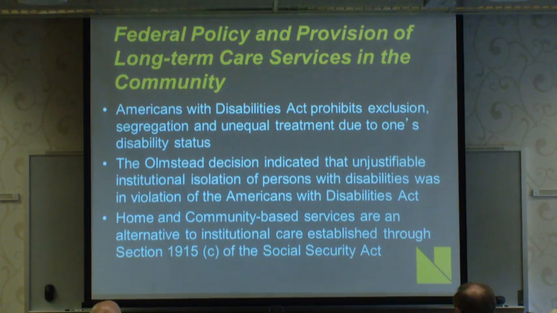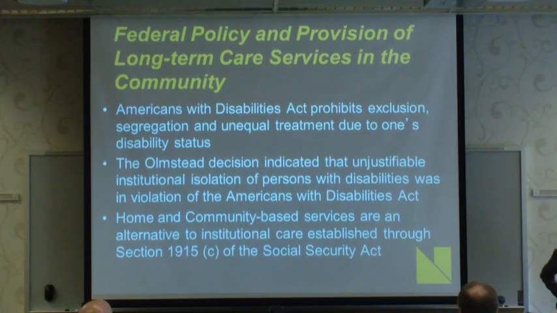The interesting thing is policy doesn't just evolve out of just need. Policy evolves also out of laws. And the Americans with Disabilities Act prohibits exclusion, segregation, and unequal treatment due to one's disability status. Well, how does that relate to older adults? Well, that means that we need alternatives to nursing home placement for older adults who have disabilities.